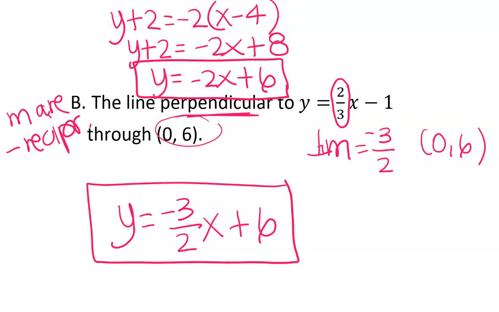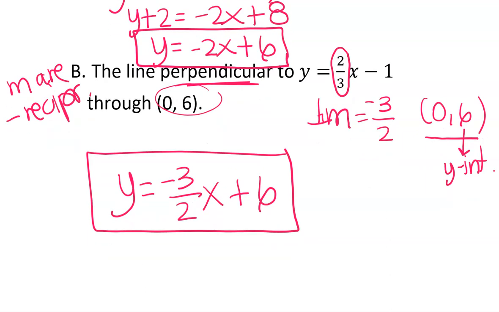Now, when you're looking at it, you might be thinking, why did you go right to that equation? Because I knew that this right here is my y-intercept. Okay, well, what if you didn't recognize that? Would it work if you substituted it into the point-slope form? Yes, so I'm going to show you that right now too.